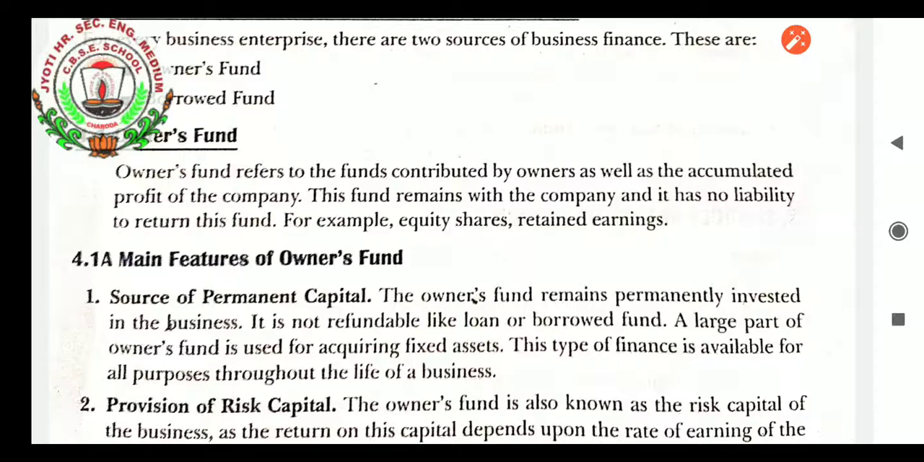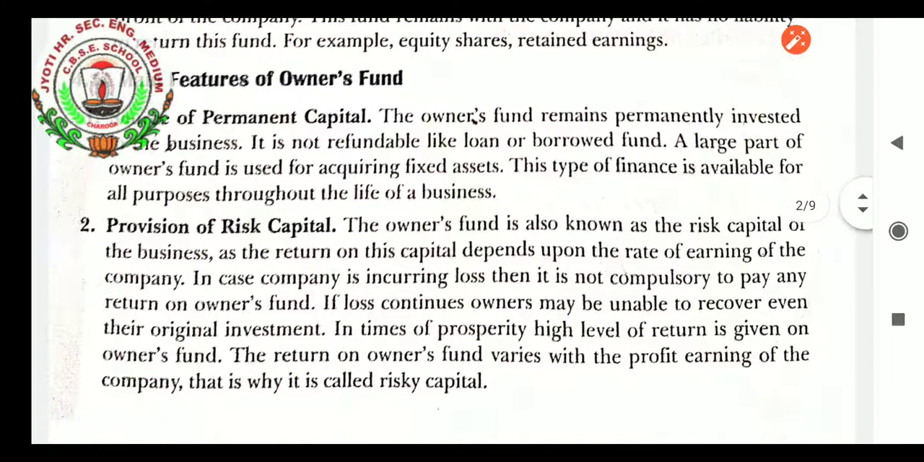Provision of risk capital. Definitely, students, owners fund is also known as risk capital because the return on this capital depends upon the rate of earnings of the company. If the company is not able to earn a profit, it means loss, then it is not compulsory to pay any amount back to the equity shareholders or the owners. If loss continues, owners may be unable to recover even their original investment. In times of prosperity, a high level of return is given on owners fund.